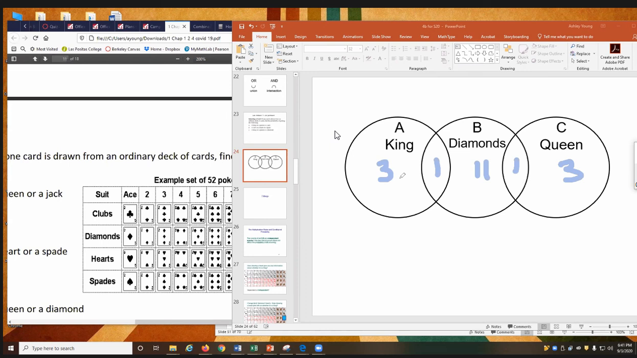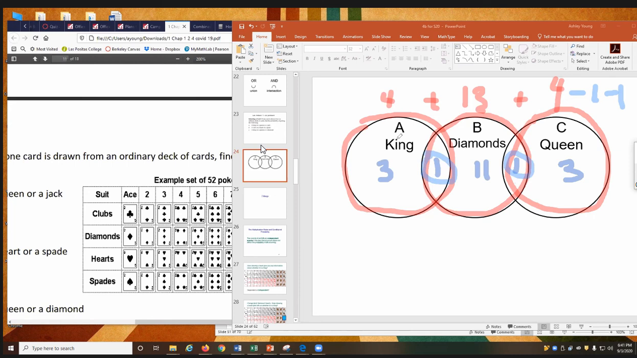So these are the things I should add up: 3 plus 1 plus 11 plus 1 plus 3. If I added up the totals, the 4 plus the 13 plus the 4 here, then I'd have to subtract off the overlaps, because they're being counted twice. They're being counted in this 4 and they're also being counted in the 13.